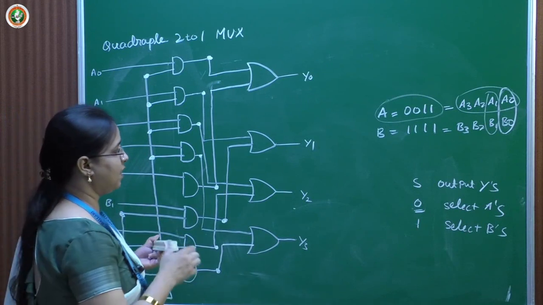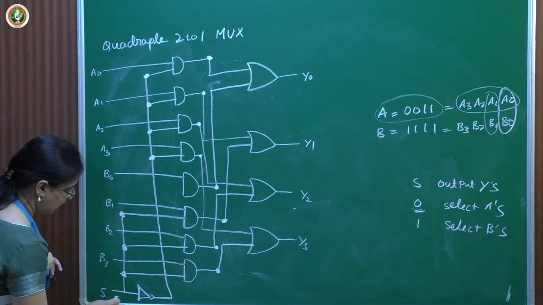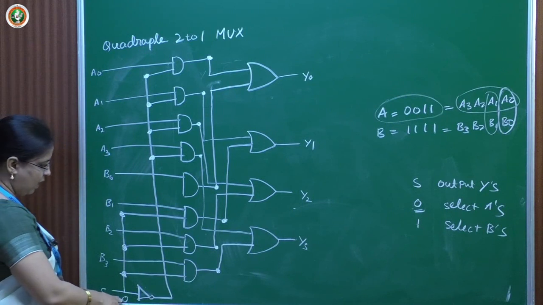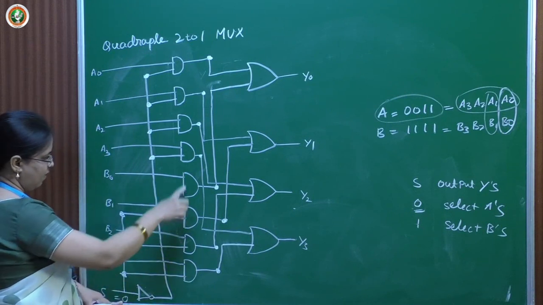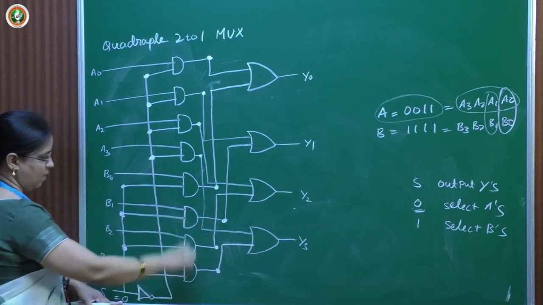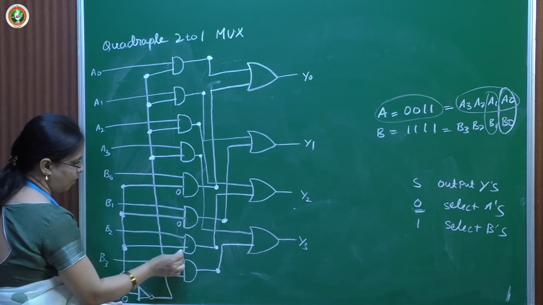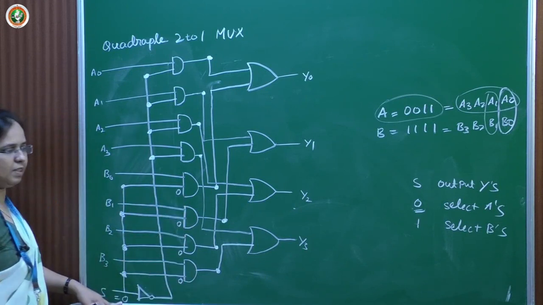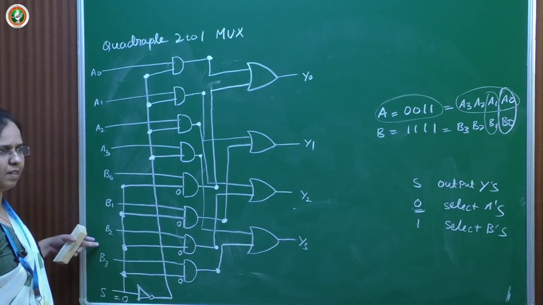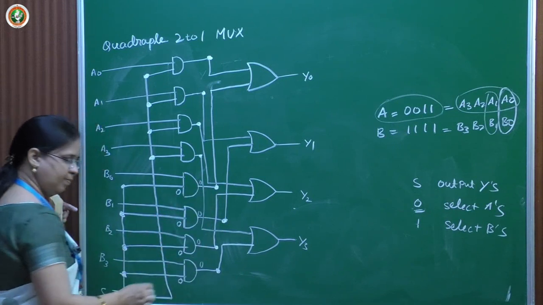Now let us see whether it is going to work properly or not. What did I say? When S is equal to 0, what will happen? S is 0, it is going directly to which gates? It is going directly to the B AND gates. So one of the inputs for all those AND gates will become 0. That means the value of B doesn't matter. The output of all these AND gates will become 0.